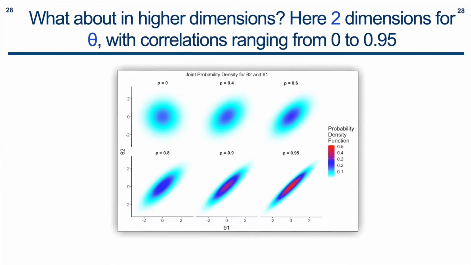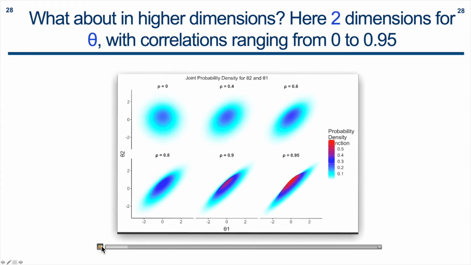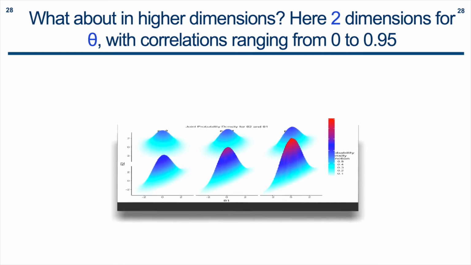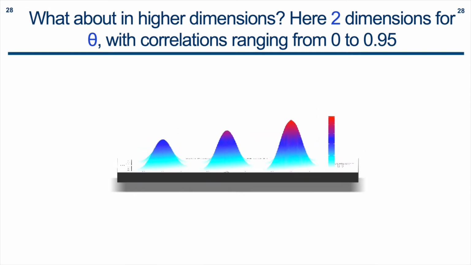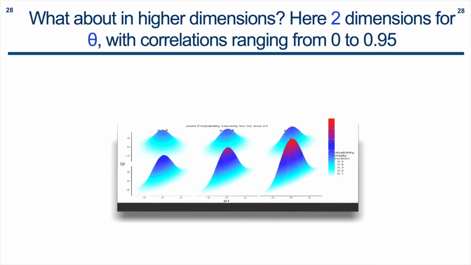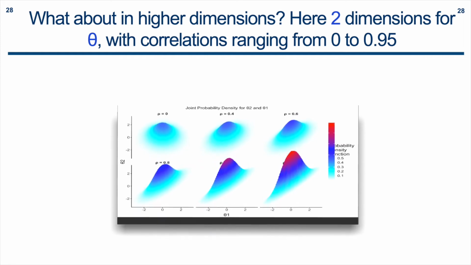So thus far, we've just been talking about having a single theta, a single parameter. But now we're going to start looking at more interesting models. We're going to start with a two-dimensional case. So now we have the probability density function here for theta 2 against theta 1. And I'm just showing it for different correlations from 0 through to 0.95. So when we do our MCMC, we're going to try to get samples that are representative of these distributions using Hamiltonian Monte Carlo to achieve that.